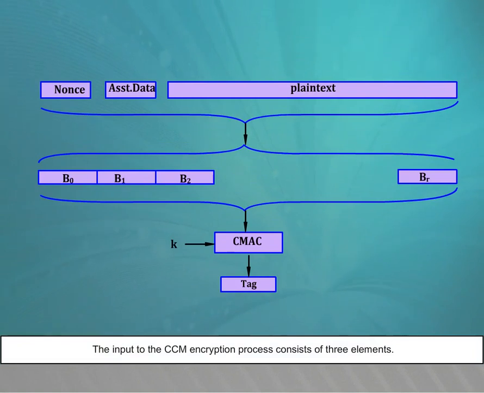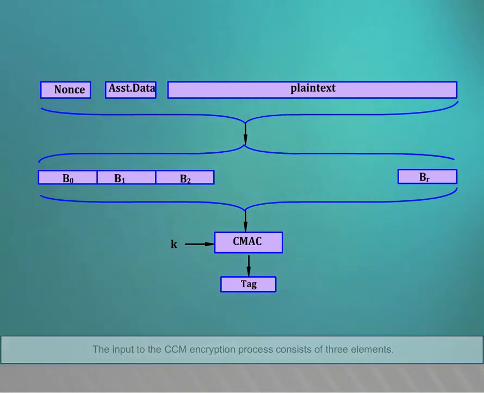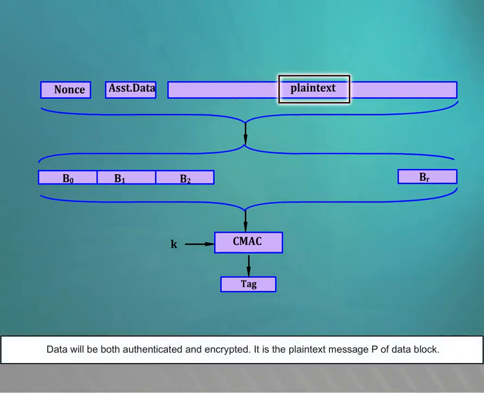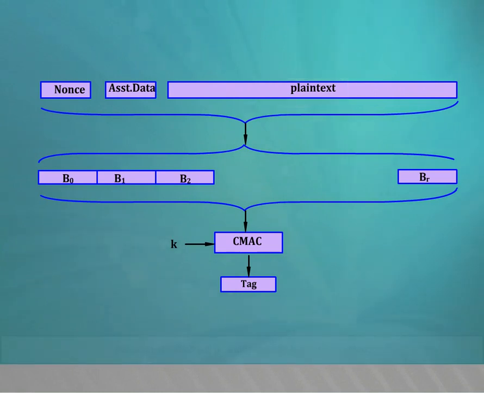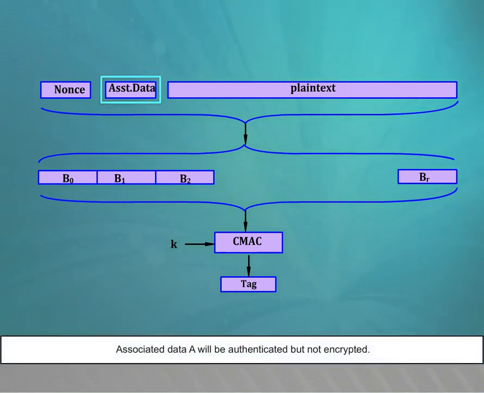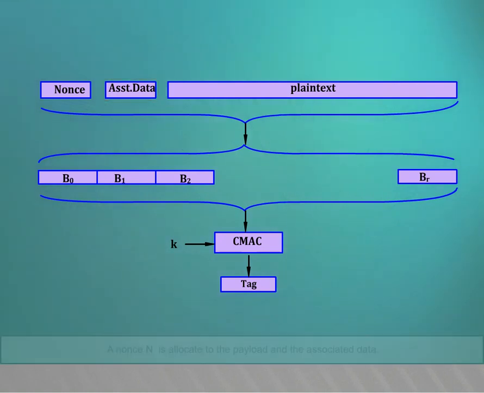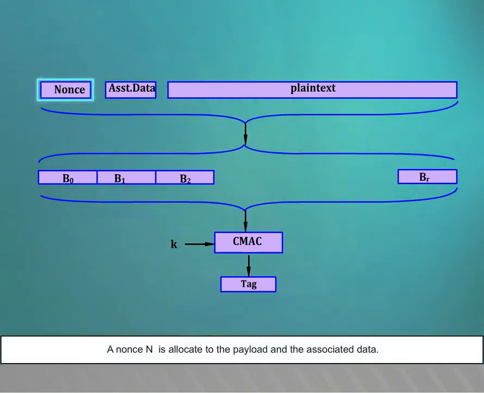The input to the CCM encryption process consists of three elements. Data will be both authenticated and encrypted. It is a plaintext message P of data blocks. Associated data A will be authenticated but not encrypted. A nonce N is allocated to the payload and the associated data.